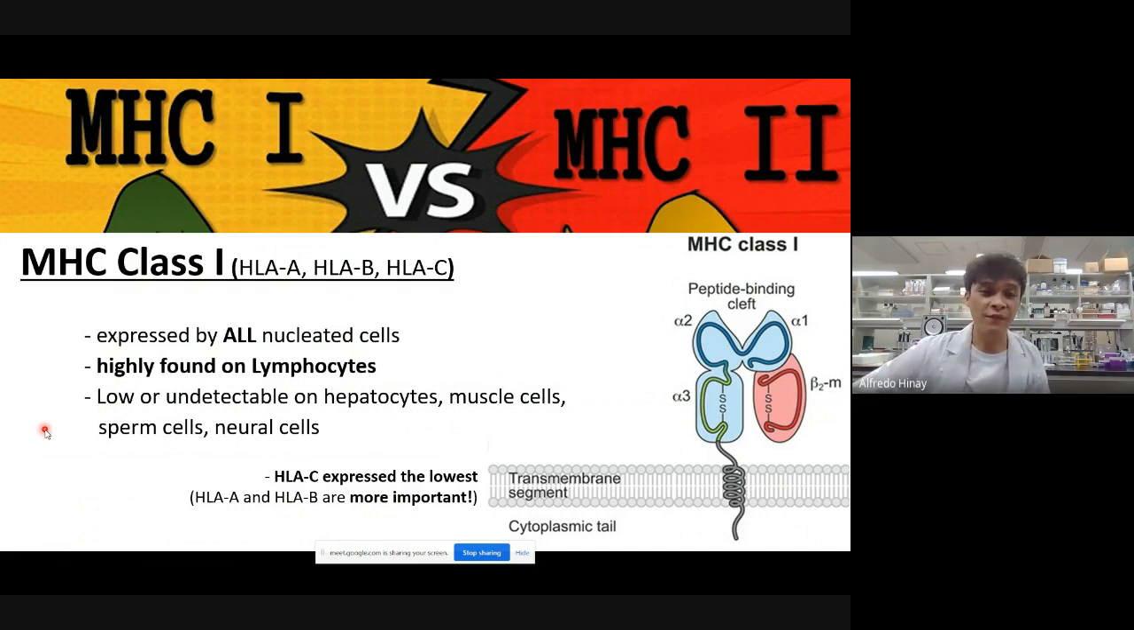So they are highly found on your lymphocytes, and low or undetectable on your hepatocytes, muscle cells, sperm cells, and then your neural cells. Okay, take note of the cells where class 1 is abundantly present. And then your HLA-C is expressed the lowest. Then among the three under your class 1, your HLA-A and B are the most important.